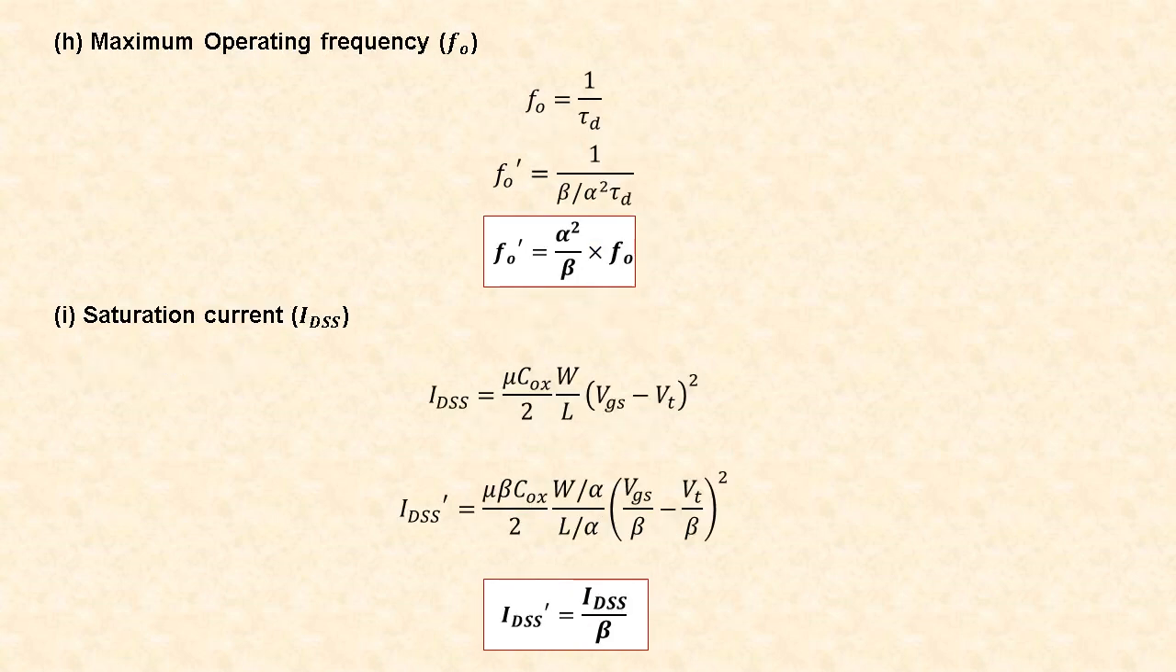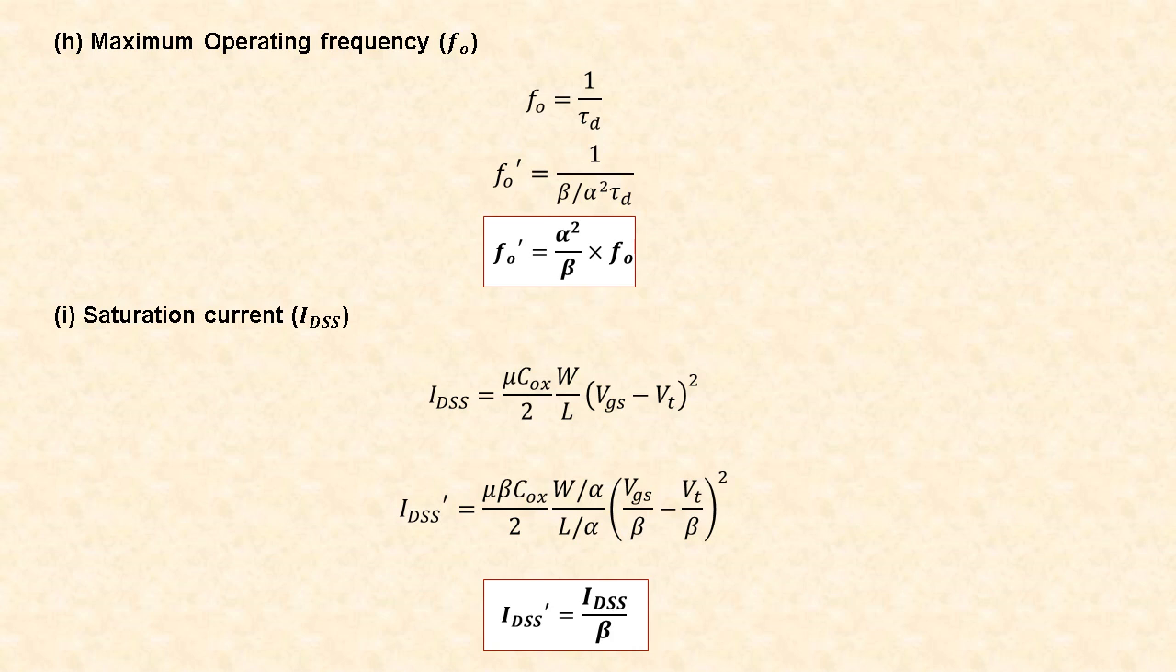Next is the maximum operating frequency F0. F0 is equal to 1 by tau d. Tau d is the gate delay. We know that the gate delay is scaled by beta by alpha square. So the operating frequency is scaled by alpha square by beta.